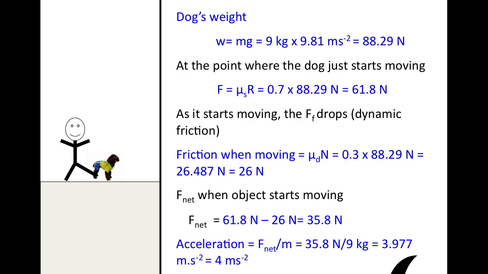Remember that force equals mass times acceleration, so if we solve for acceleration, we have the net force over the mass, which is 35.8 newtons. This is the net force divided by the dog's mass, which is 9 kilograms, giving us 3.977 meters per second squared, which is rounded to 4 meters per second squared.